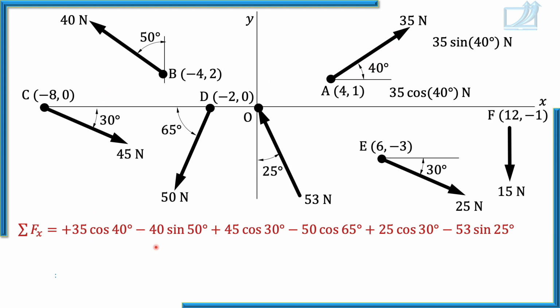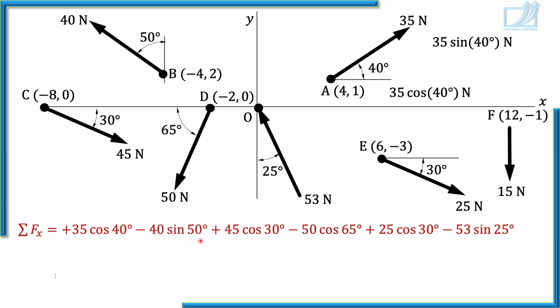This force is rightwards, that's why positive. This force is leftwards, that's why negative sign. This force is rightwards, that's why positive. This force 50 Newton is leftwards, that's why negative. Also be sure that when to use cos and when to use sine, you are writing x components of all forces. So if in diagram angle is with x axis, then x components are cos.